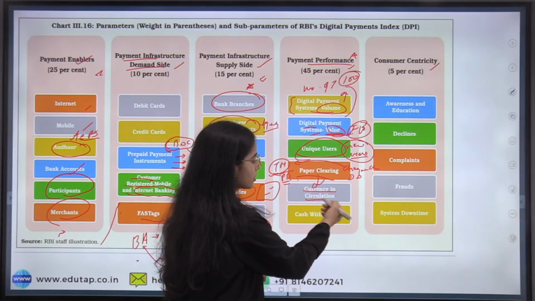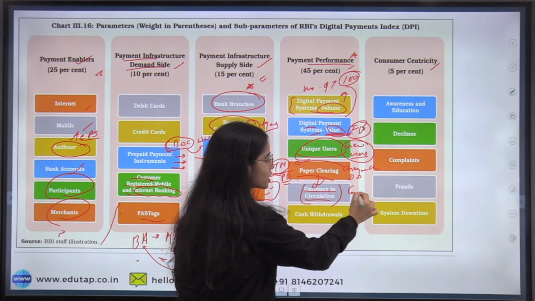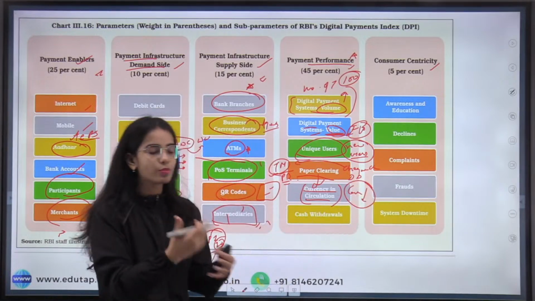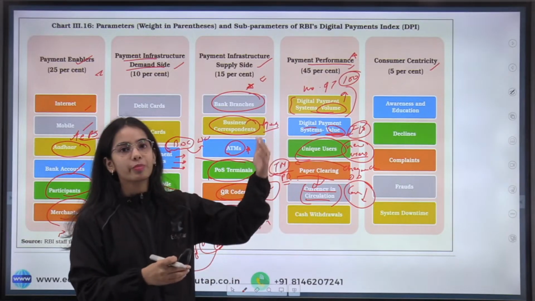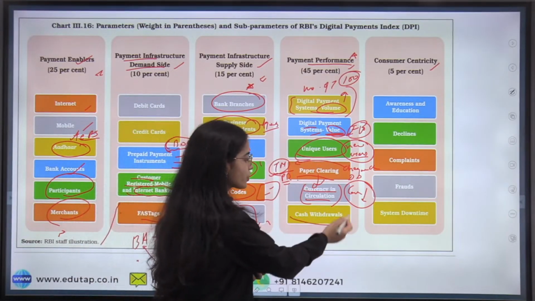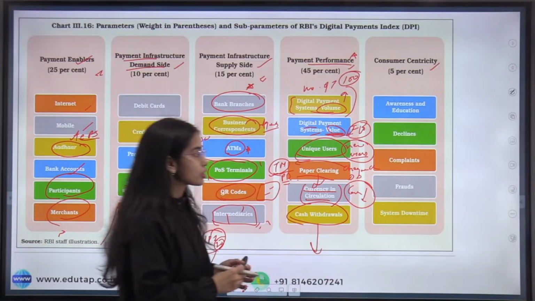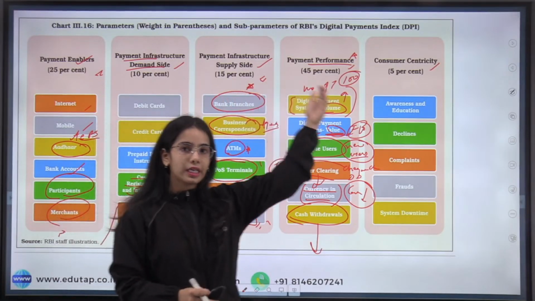Currency in circulation: basically cash has reduced in circulation and there are more digital transactions happening. So that also shows that digital payments are performing well. Okay, cash withdrawals, if the cash withdrawals have reduced, that also shows that the digital payments are increasing.